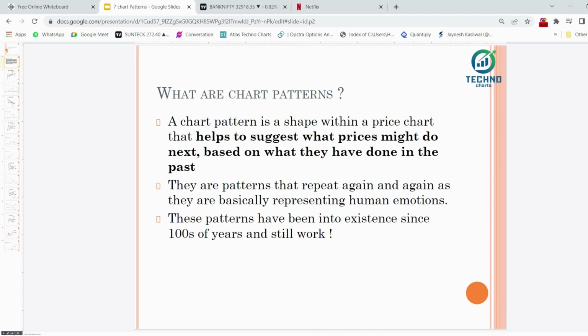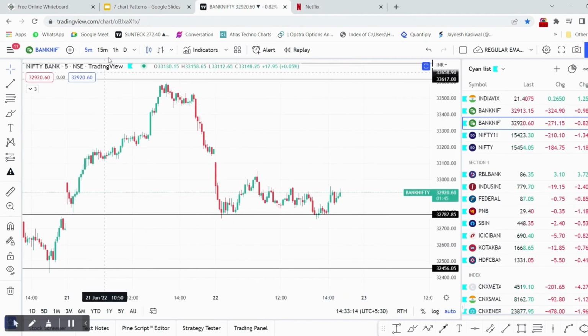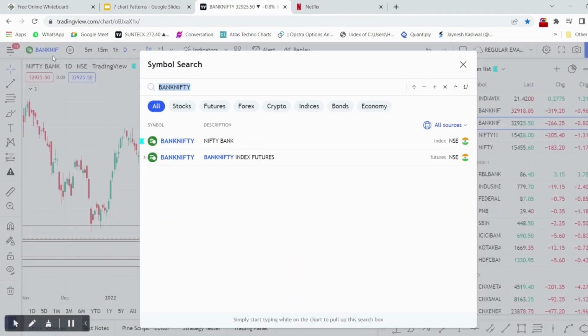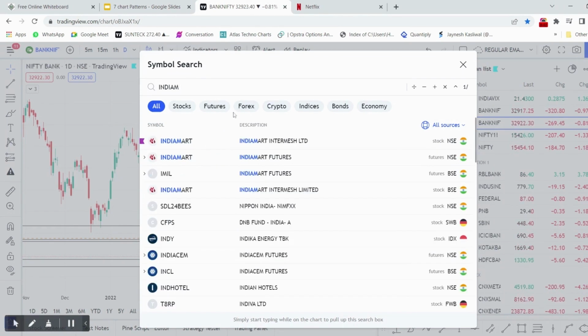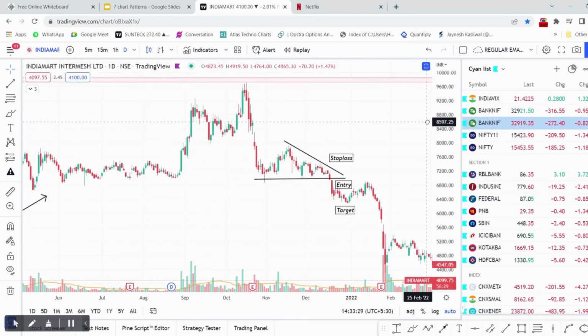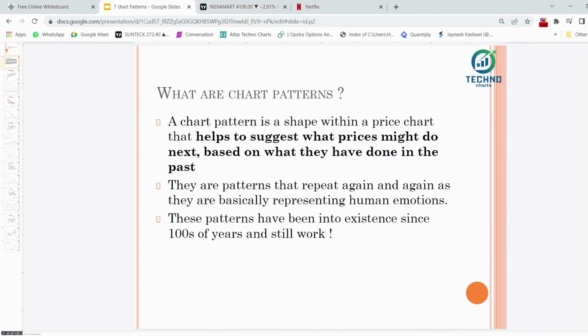In this video we are going to talk about the different entries, different targets, and how we can take stop losses whenever a chart pattern fails, and different scenarios. Chart patterns work best on bigger time frames, let's say daily and weekly, compared to 5 and 15 minute. These patterns can work well on all time frames. The only thing is you should know when and where to apply them, when to take an entry, and when to take an exit. Everything we are going to talk about will be discussed in this session.